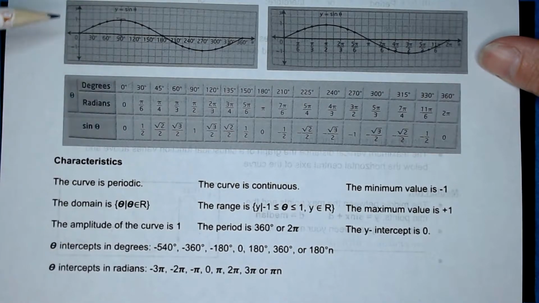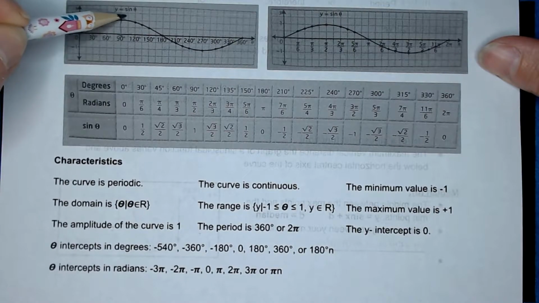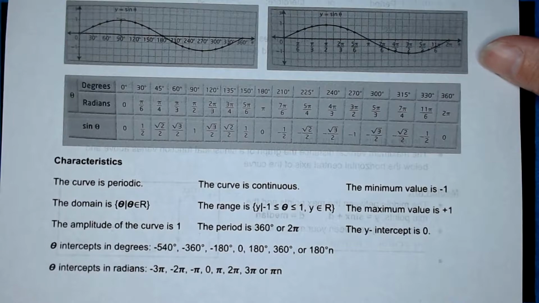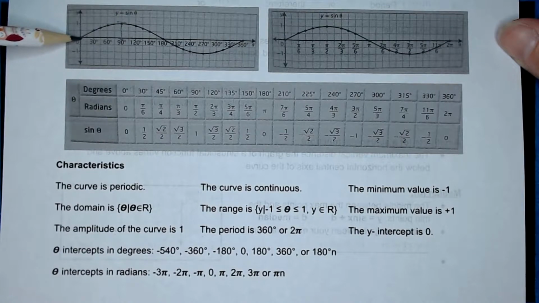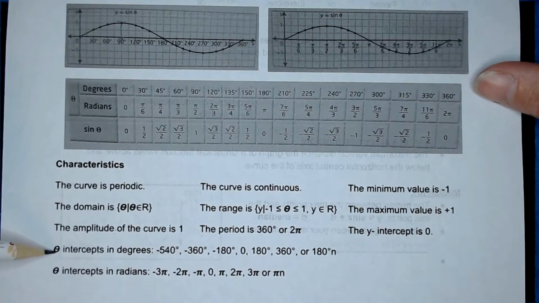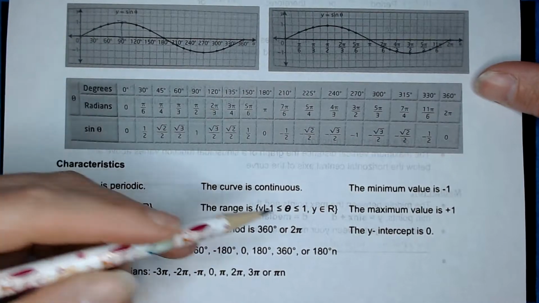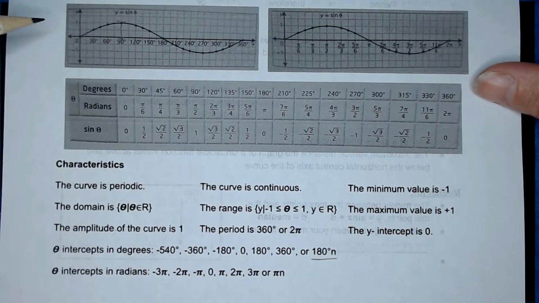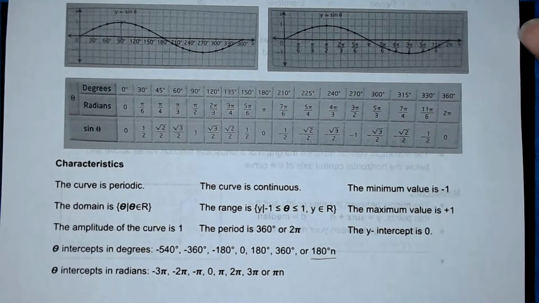The period is how many times it repeats itself between 0 and 2 pi. So we have 1 unit of sine from 0 to 2 pi or 0 to 360. The y-intercept is 0. And then you're given the general intercepts where the sine graph will cross the x-axis. The general formula for it would be 180n. So every 180 degrees or pi, the sine graph will cross the x-axis. But as long as you recognize it and plot it properly, it will be fine.